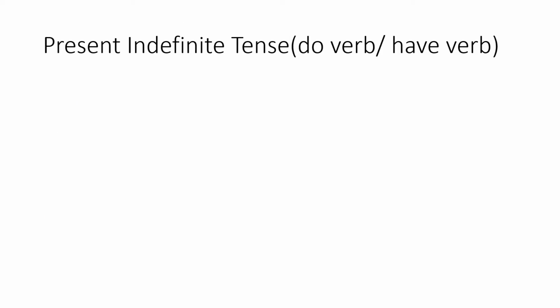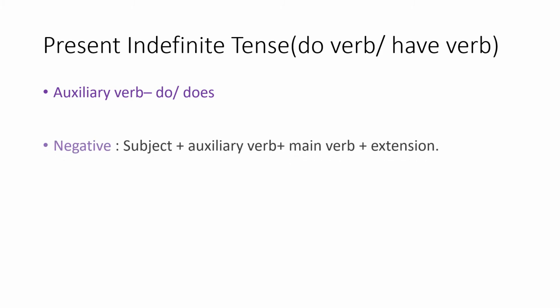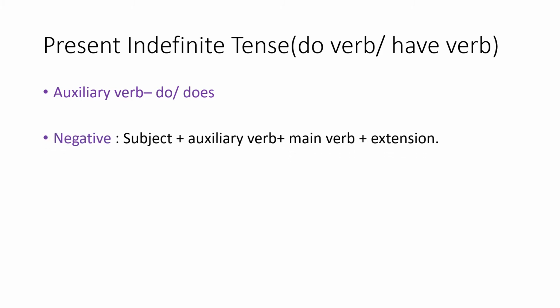So, present indefinite tense with do verb and have verb. Look, today we will learn to turn these sentences into negative form and interrogative form. To make a sentence into negative or interrogative form, you have to know the auxiliary verb. And in present indefinite tense, if the sentences are with do verb and have verb, your auxiliary verb is do and does. Auxiliary verb means সাহায্যকারী verb. So, to make a sentence into negative form, you need this auxiliary verb.